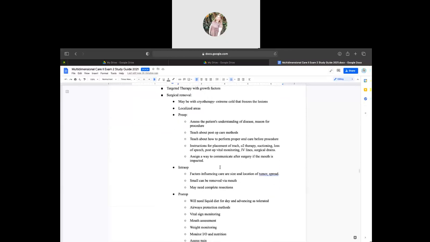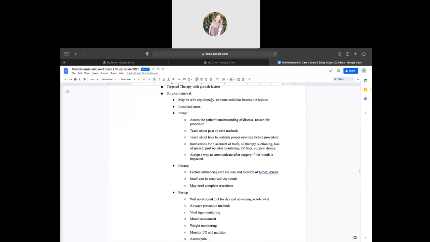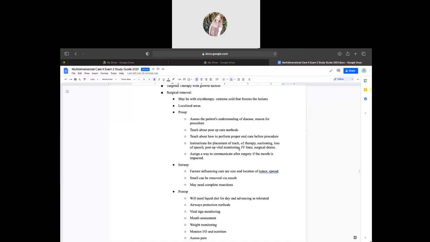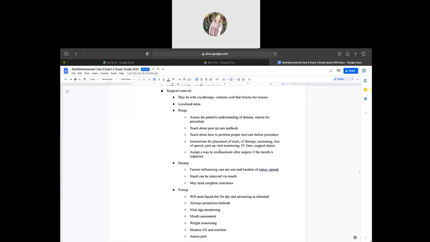Some may need surgical removal, can use cryotherapy, they can be localized. Remember, pre-op teaching and post-op teaching. Remember, post-op teaching should be done in the pre-op. Remember, we want to teach proper oral hygiene, instructions for trach placements, O2 therapy, suctioning, post-op vital monitoring. Remember, they might need a way to communicate if the mouth is going to be really impacted, so that they know how to assist the patient if they can't speak.